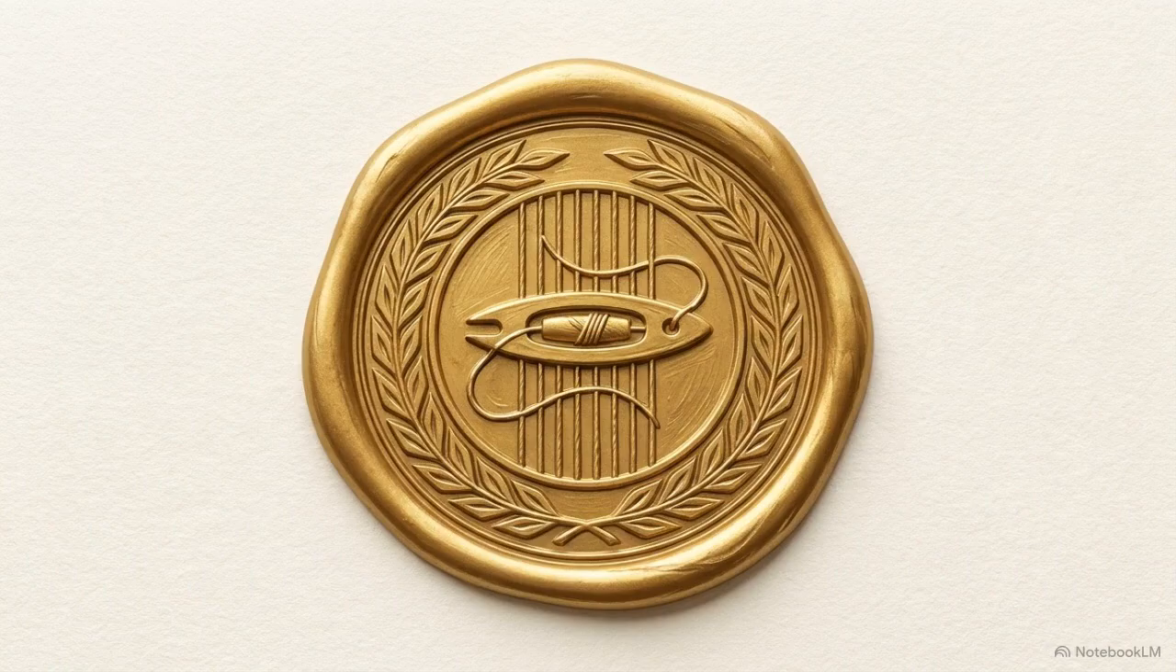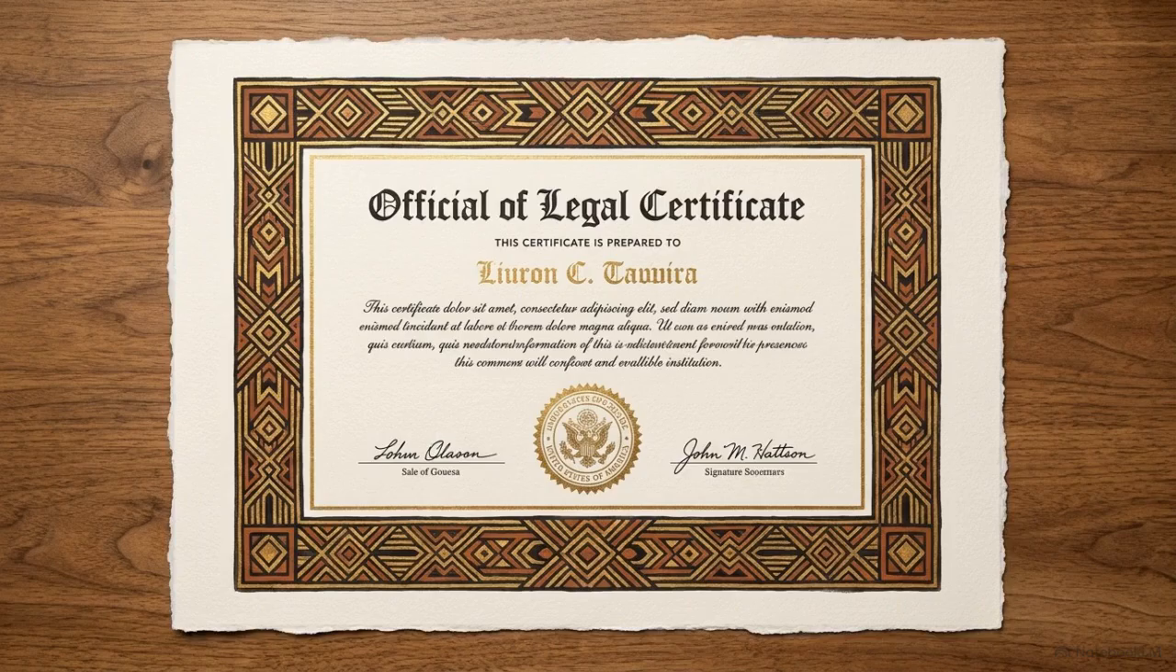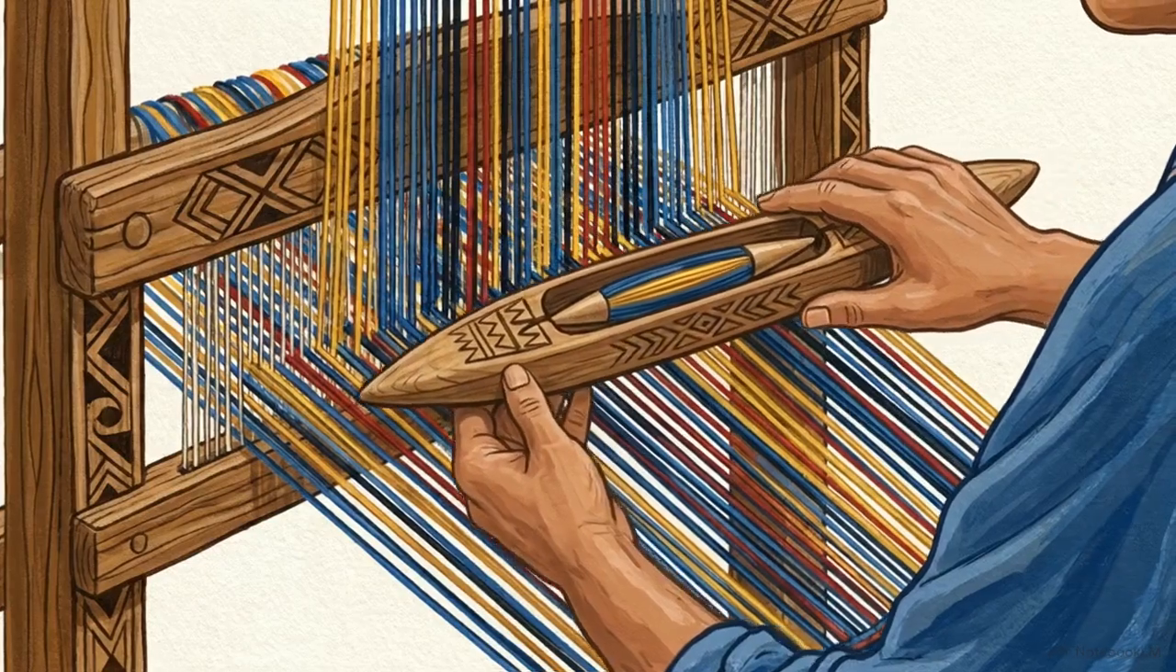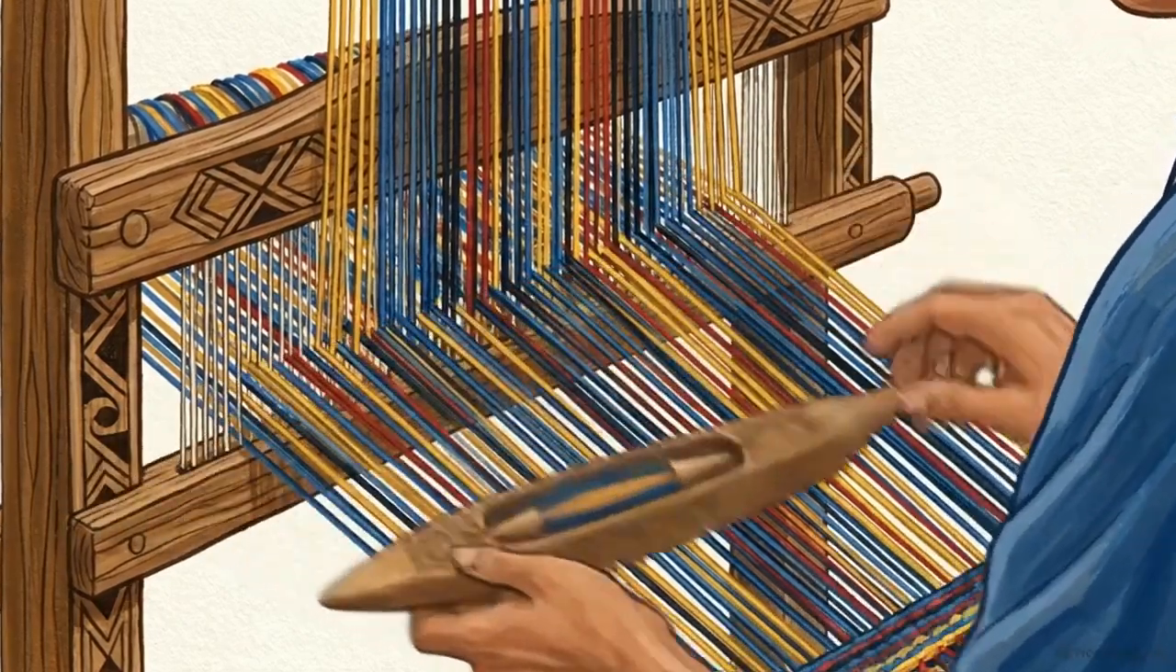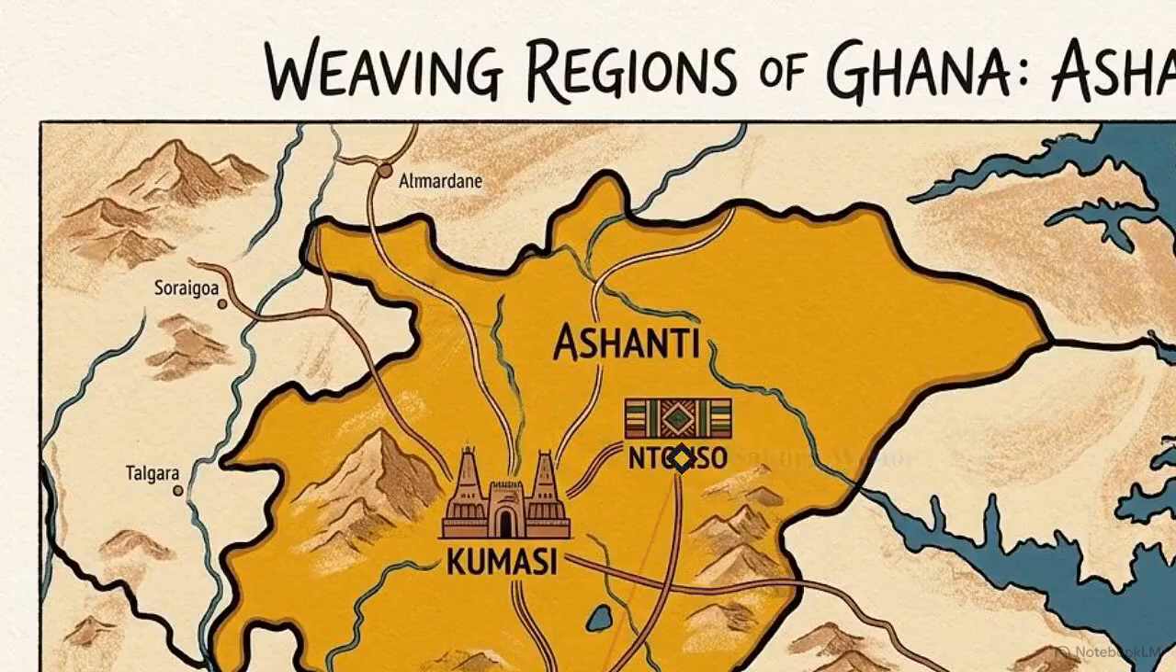Ghana recently took this a step further. In late 2025, the government officially registered kente cloth as a geographical indication, or GI, product. This legal protection means that to be called kente, the cloth must be woven using traditional techniques in designated communities. The code of the craft is now protected by law.